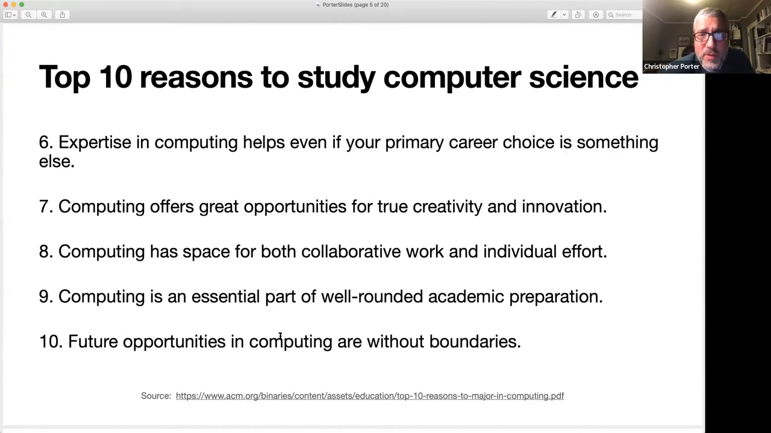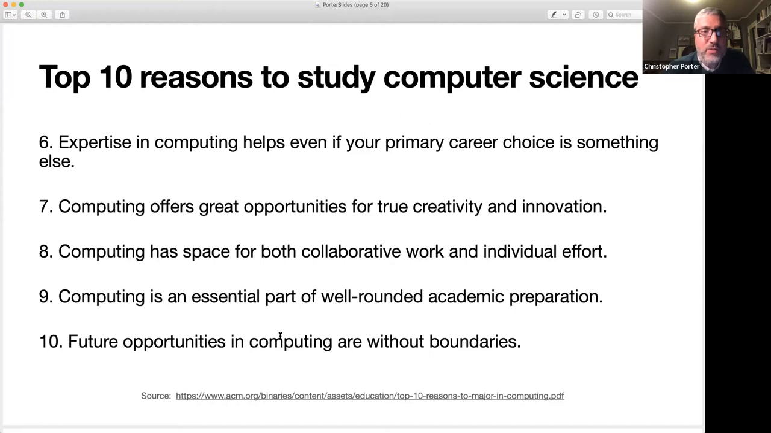Expertise in computing would help even if your primary career choice is not in computing. If you are working in an area that requires business consulting, knowing how to handle computational tools can only enhance your ability as a consultant. In many, many different areas, I think that scientists use computational modeling in so many different settings.